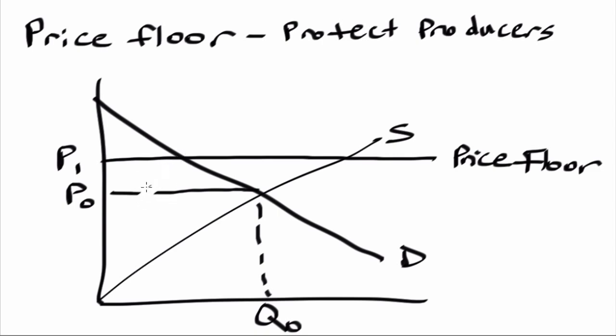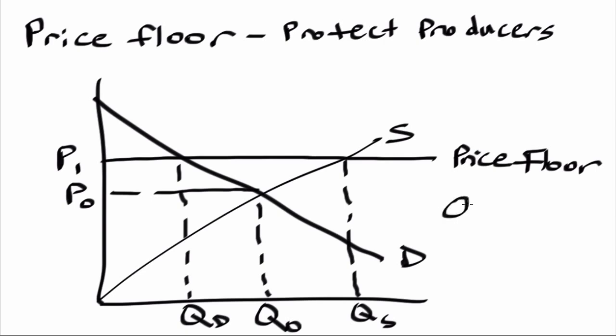So now, similar to our price ceiling solution, we want to think about where our supply curve intersects the price floor and where our demand curve intersects the price floor. So first, let's look at where the demand curve intersects the price floor, which happens at this point. If you drag that down, this is essentially going to be your quantity demanded. And then where supply intersects the price floor is the quantity supplied. And therefore, as we can see here, the quantity supplied is greater than the quantity demanded.